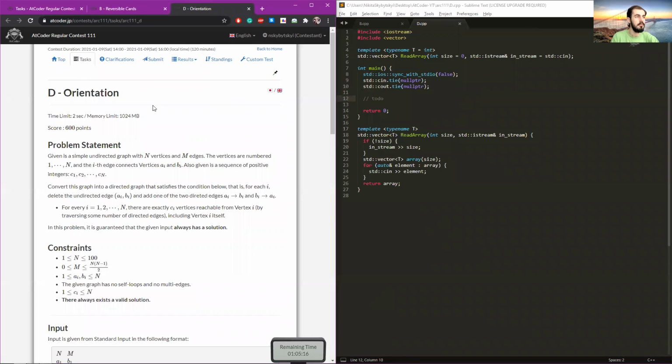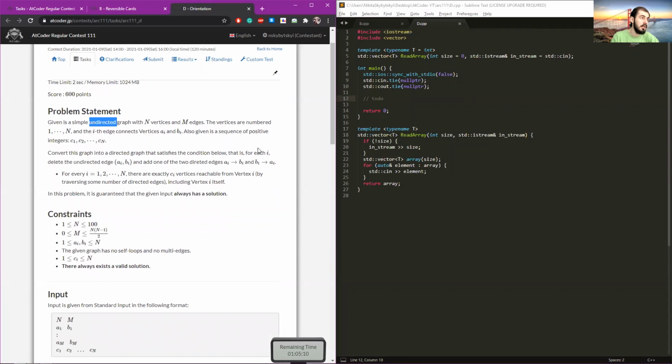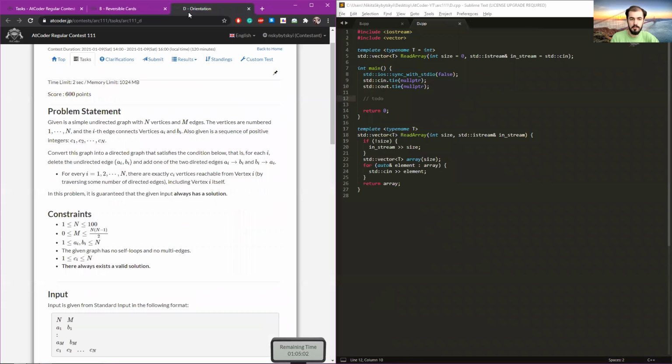Orientation. Okay, again, a graph problem. Undirected, well, probably more, maybe this is not a graph problem and I'm missing something. Let's see. Given an undirected graph with n vertices and m edges, numbered from 1 to n, edges, okay. Sequence of labels, okay.